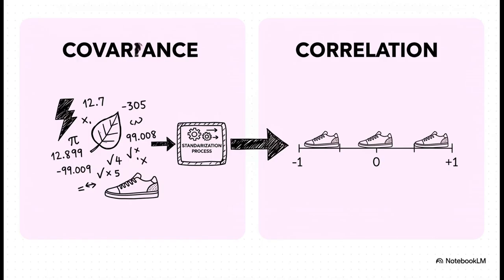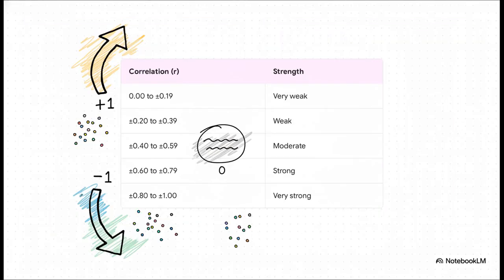It takes any kind of messy raw data from any source and puts it on this one simple universal scale, from -1 to +1. And because of that, it's super easy to interpret and compare, no matter what two things you're looking at. And this little table here, this is basically your cheat sheet. The closer that correlation value gets to +1, the stronger the positive relationship.